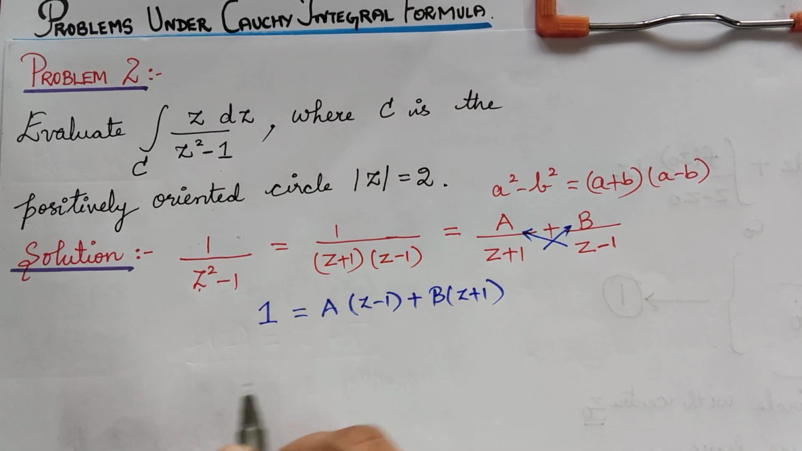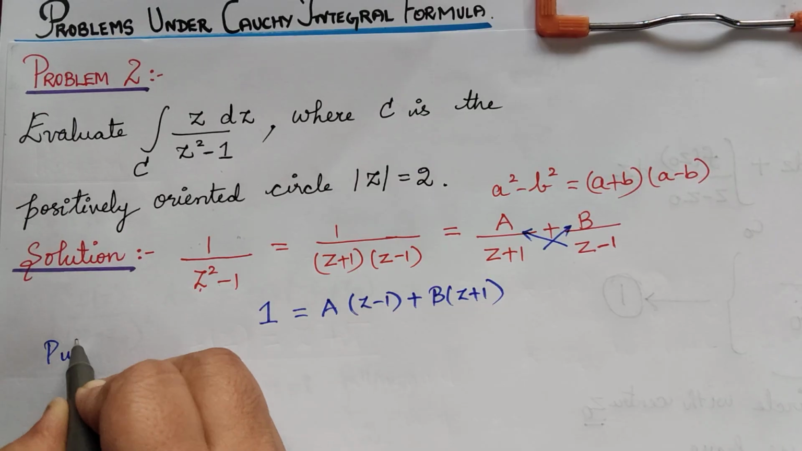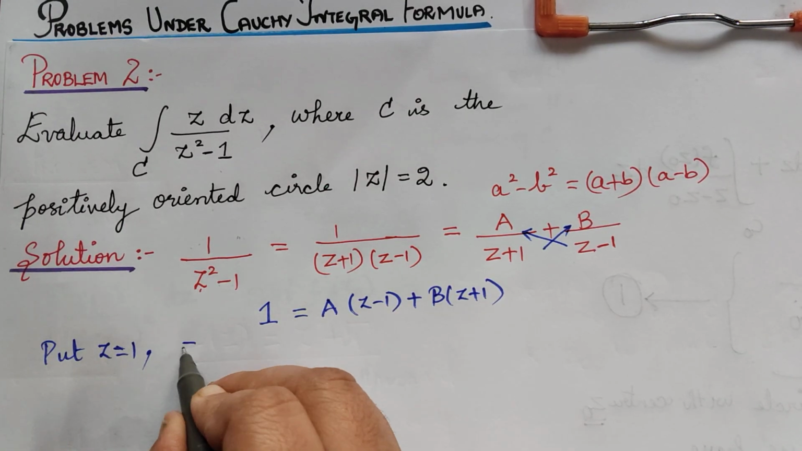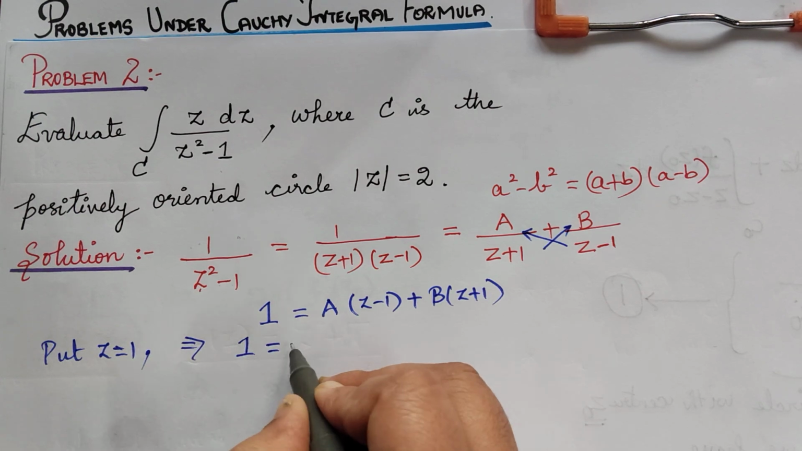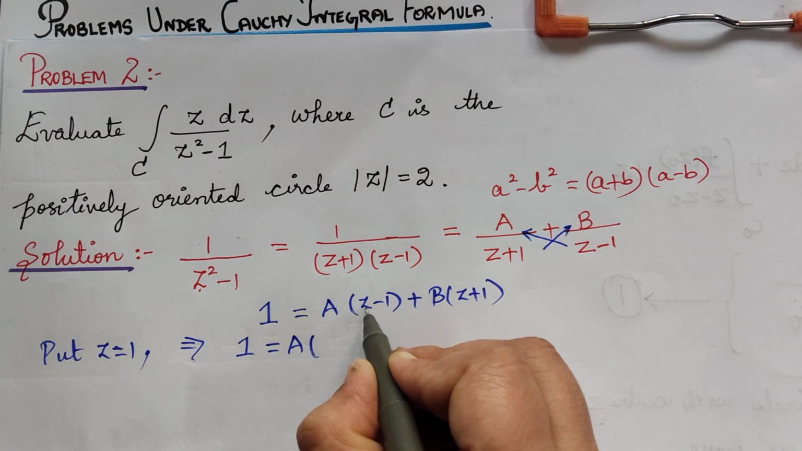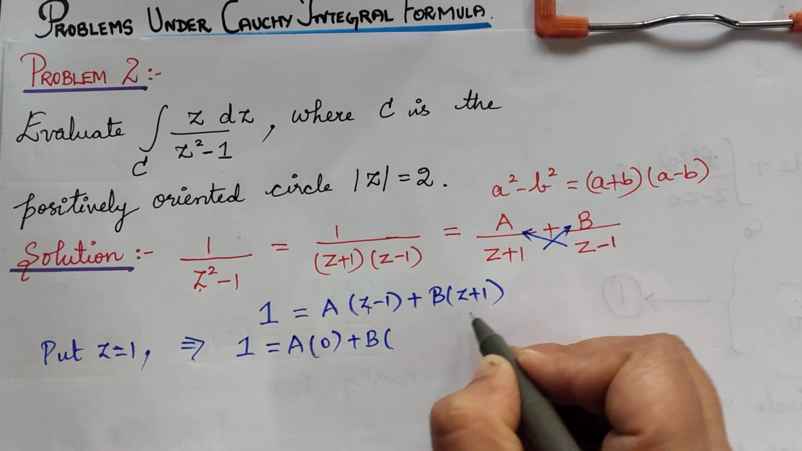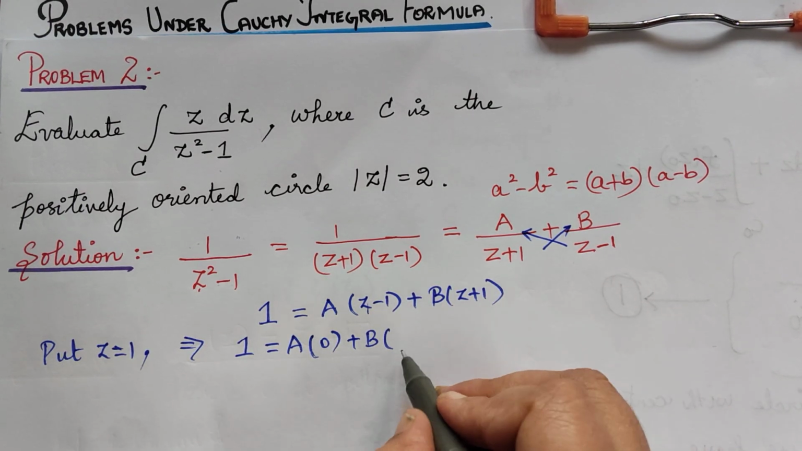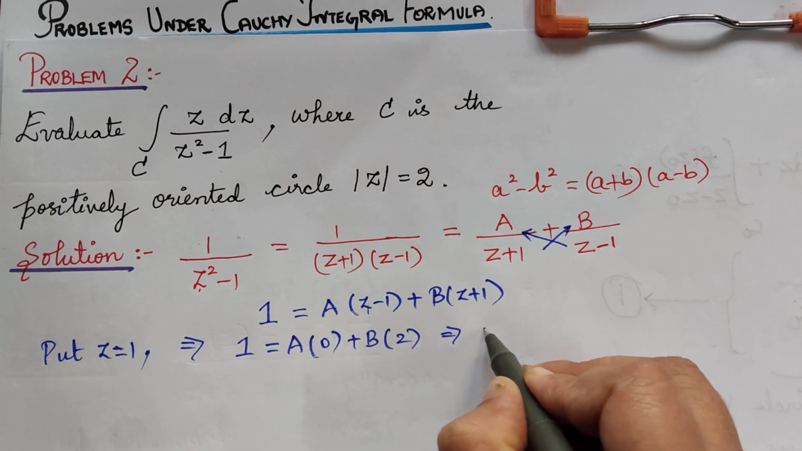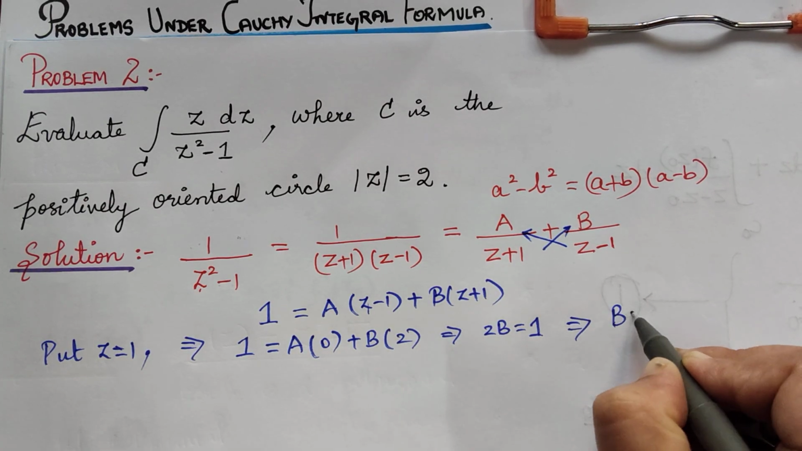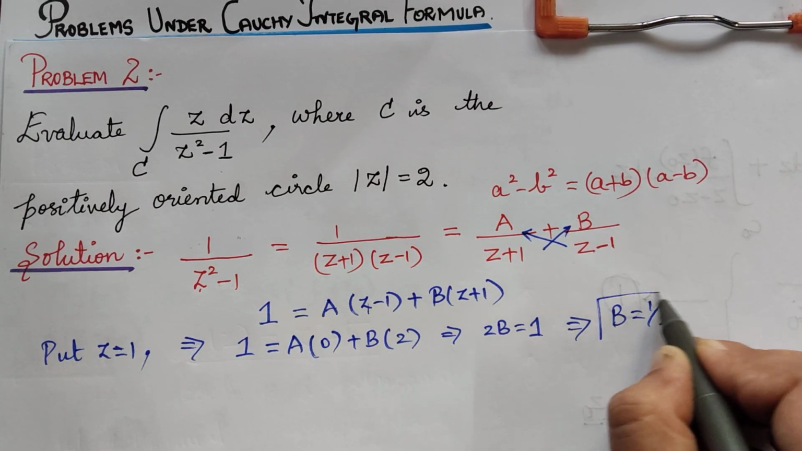Now, in order to find the value of a and b, we have to put z is equal to 1 first. So, we get 1 is equal to a multiplied with, if you put z as 1, 1 minus 1 will be 0, plus b multiplied with 1 plus 1, which is 2. So, 2b is equal to 1, and we obtain b to be equal to 1 by 2.